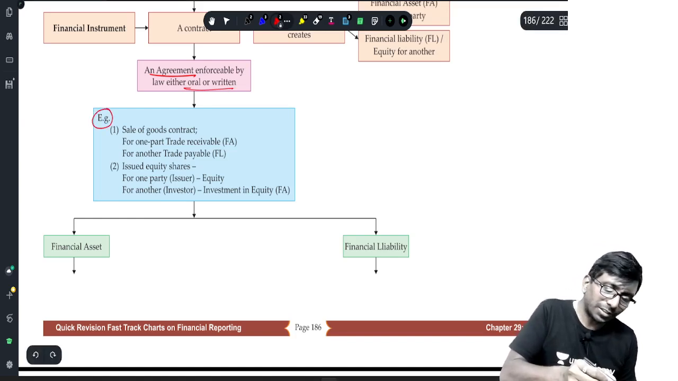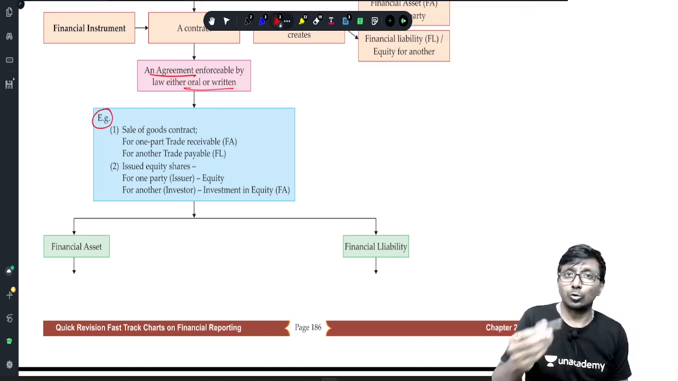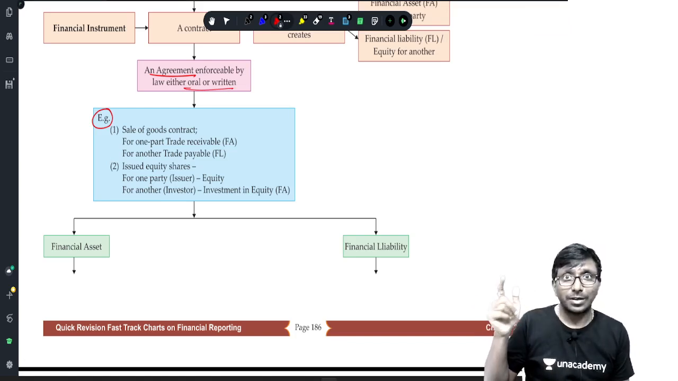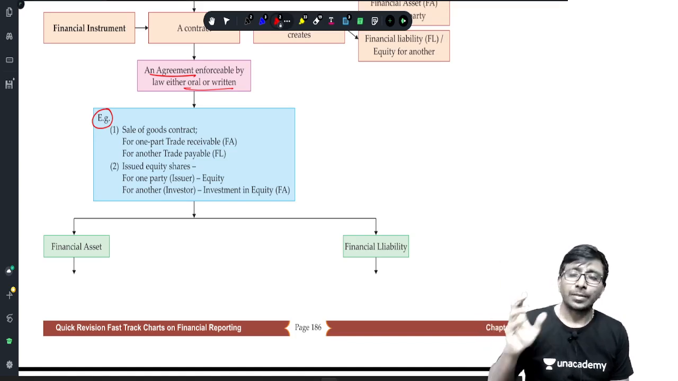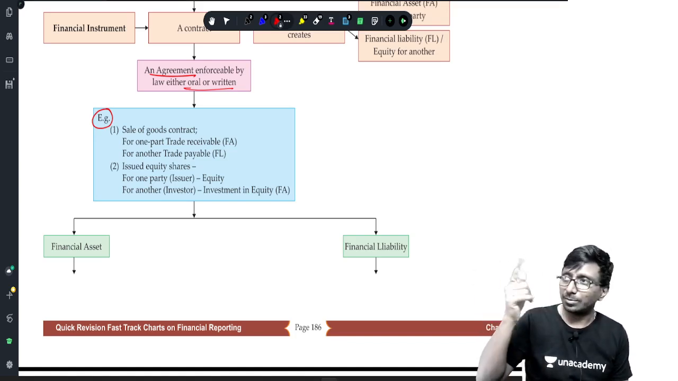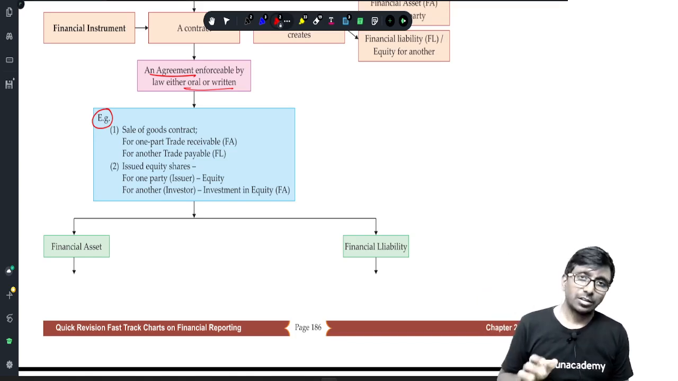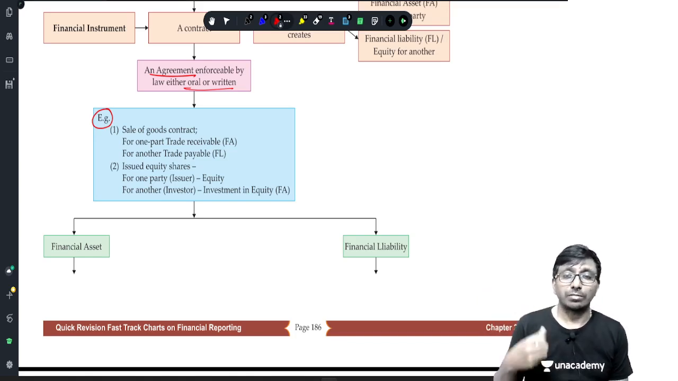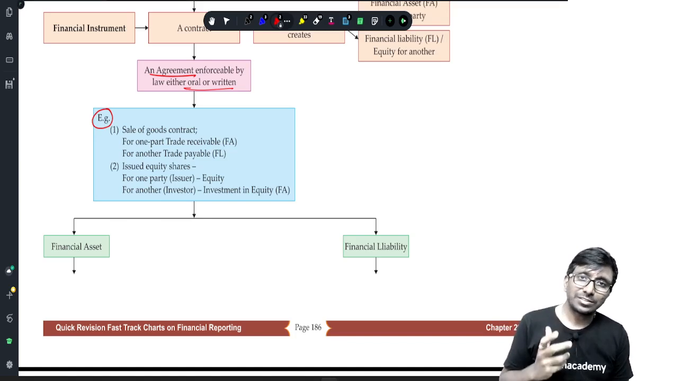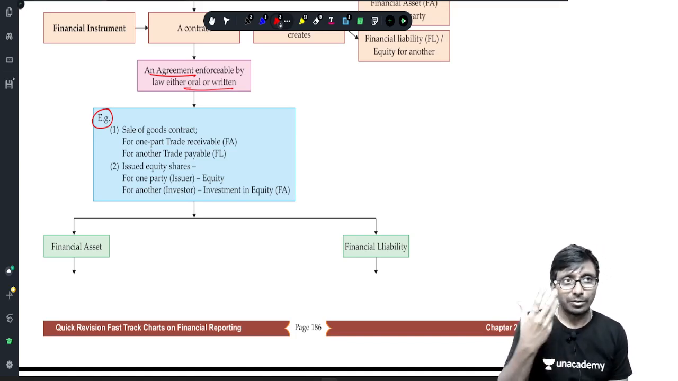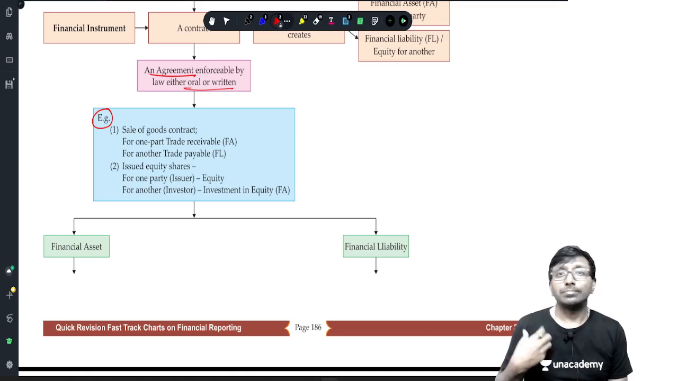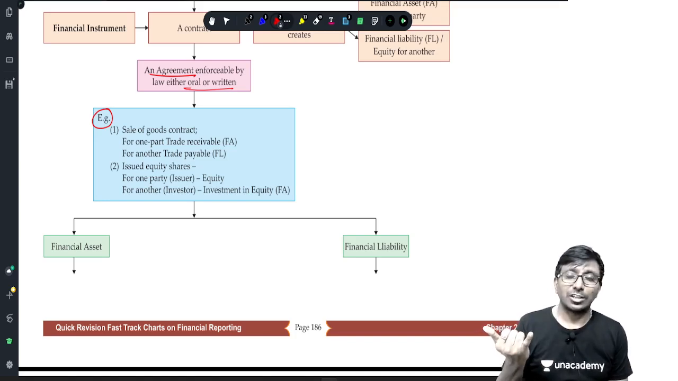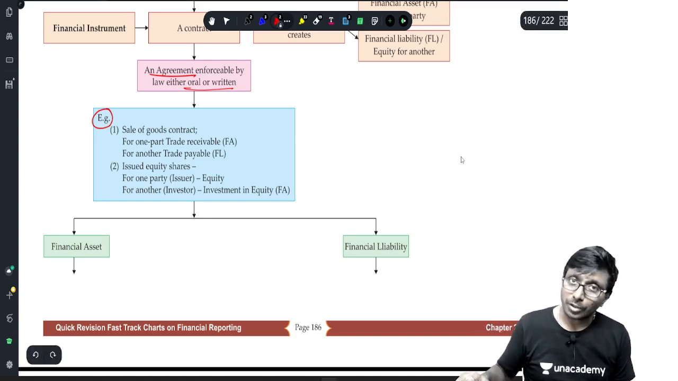We have many financial contracts, for example a sale of goods. I sold goods and got a debtor. It is a financial asset. The other party has to create a financial liability, because he has to pay me. When I record a debtor, the other person has to record a creditor. Or I purchase Reliance company equity shares. It is a financial asset to me, and for Reliance it is equity. It is a contract between me and the other party. In my books it is a financial asset; in the other party's books it could be either a financial liability or equity.